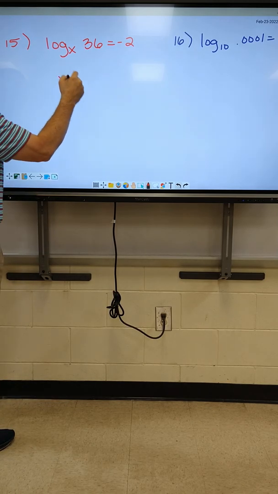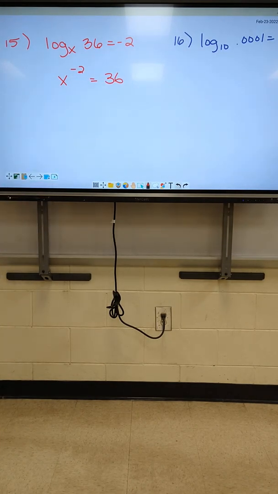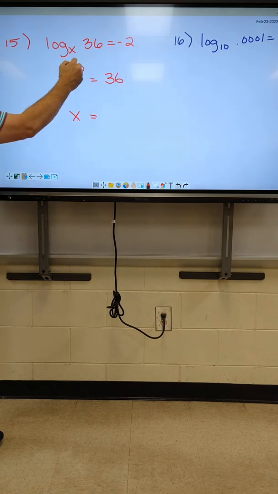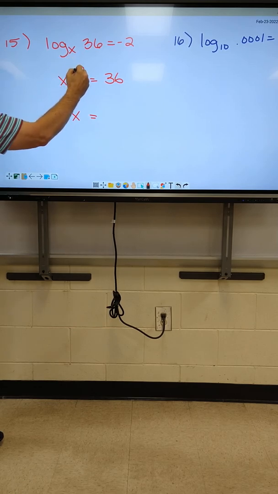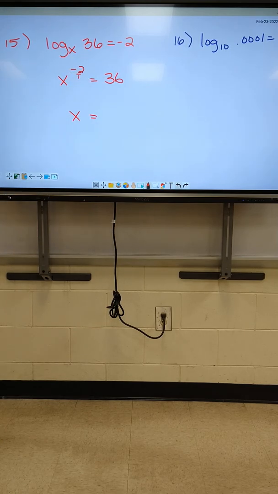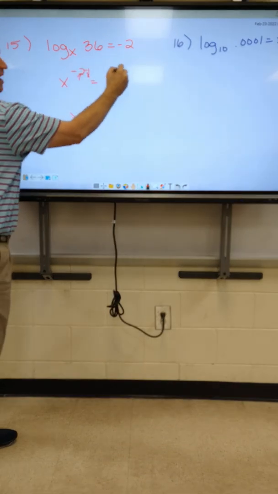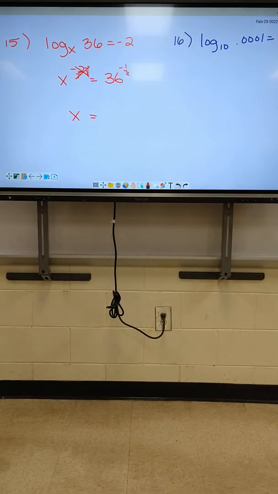I got x to the -2 equals 36, right? All right, do it just like you did 13 and 14. You want the x to be by itself. We've got to make that exponent right there cancel out. Right now it's -2 over 1. So what do I times it by? The reciprocal, which is going to be -1/2. But if I do -1/2 there, I got to do -1/2 there. So just type it in.